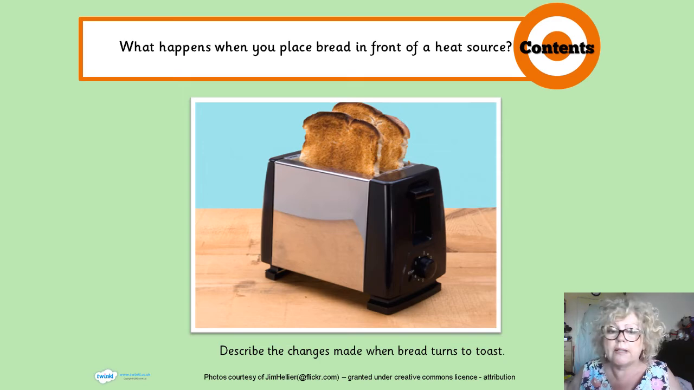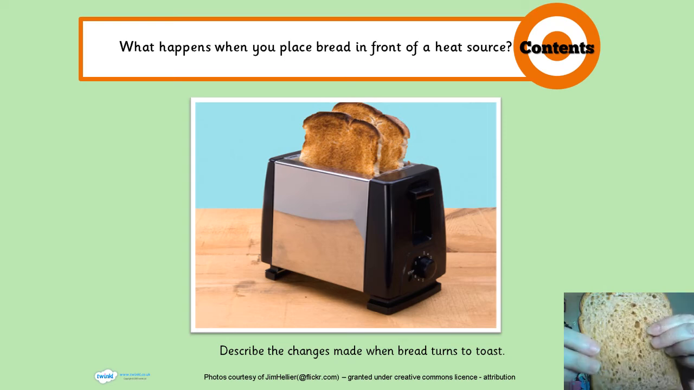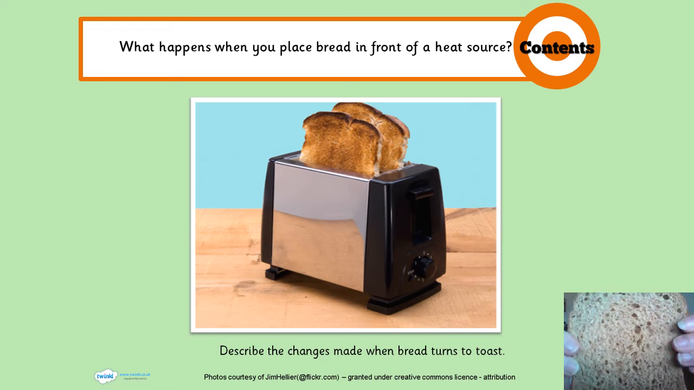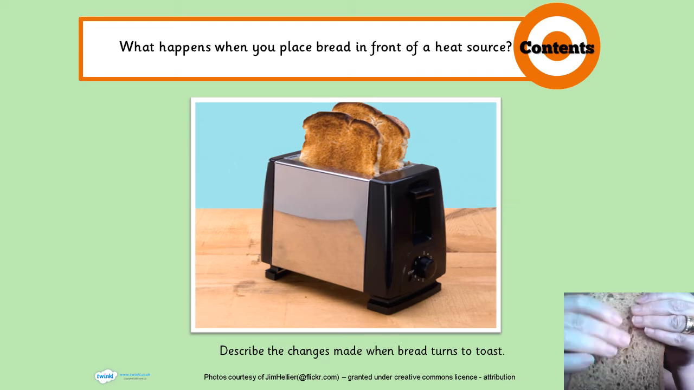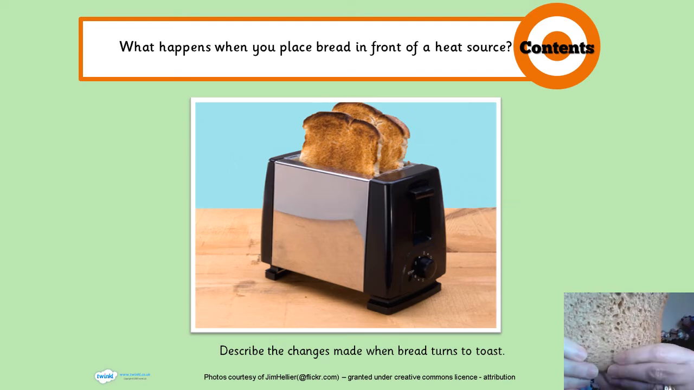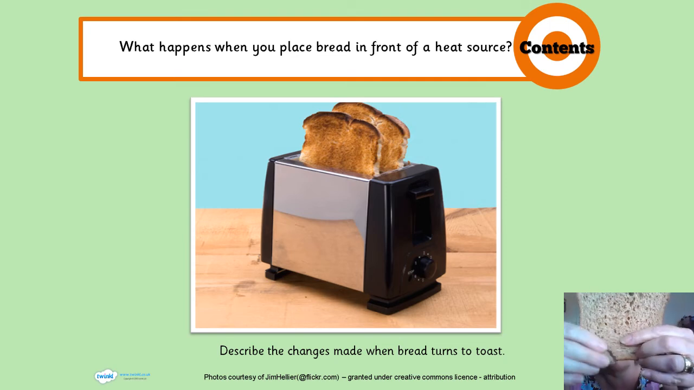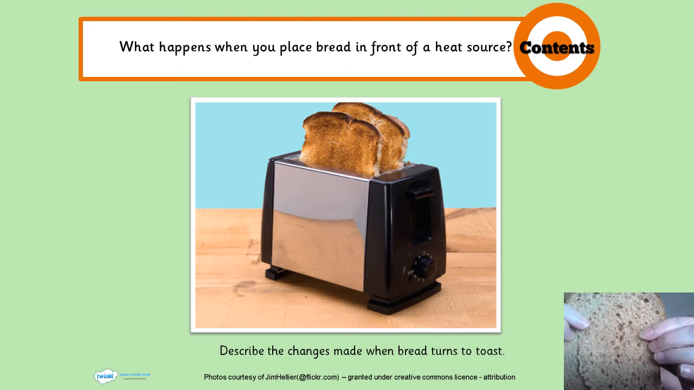Now, let's have a look at what happens when you place bread in front of a heat source. We're going to have a look at the changes. Is it reversible or is it irreversible? So here I have a slice of bread. Nothing done to it, it's just a slice of wholemeal bread. If you look at it, it's quite holy, it's soft, and it's quite easy to tear. So it's a slice of wholemeal bread.